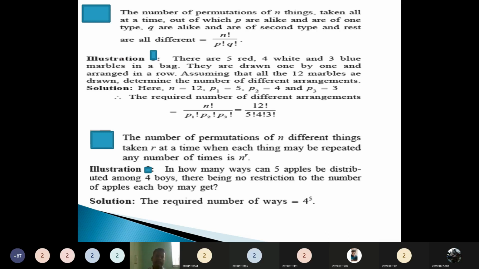Next, 4 apples to the first boy, 1 apple to the second boy, remaining nil. That's also one kind of permutation. That's what the definition says. So for this case, how many different ways can you share the apples? Here, any number can be given to a particular person. So the value is 4 power 5.